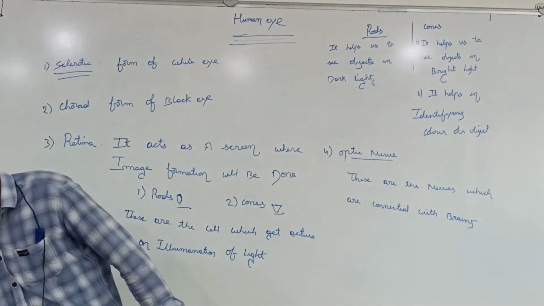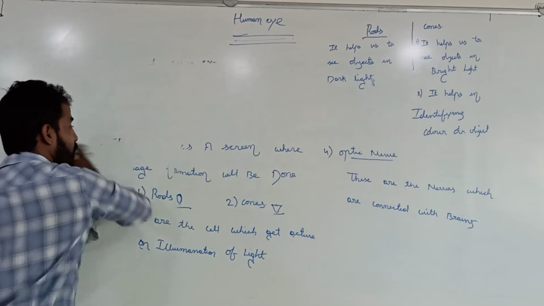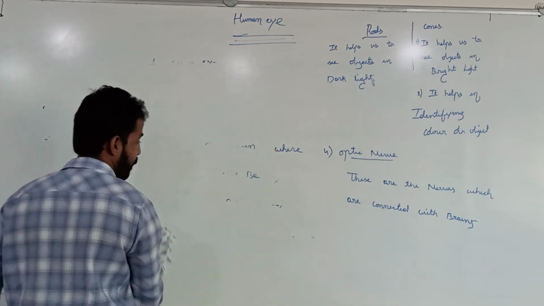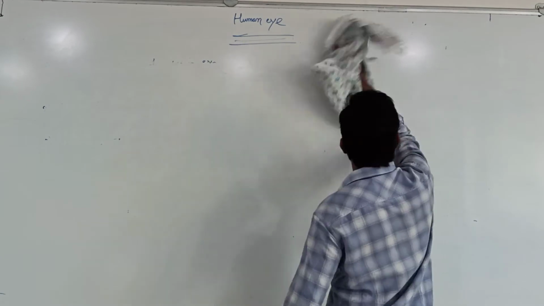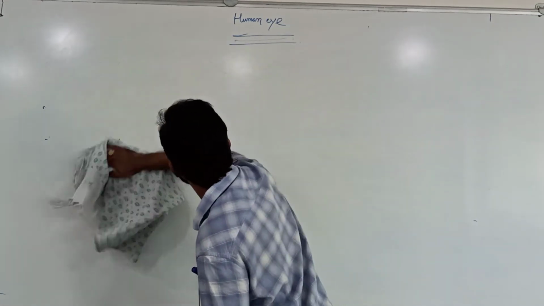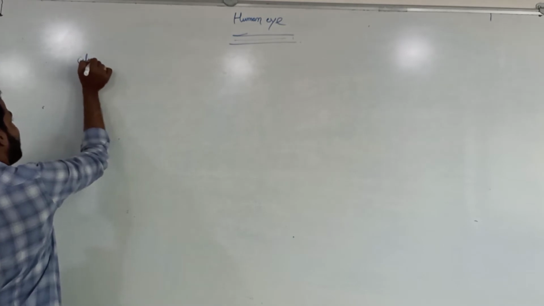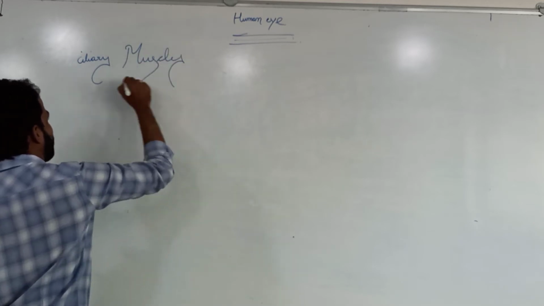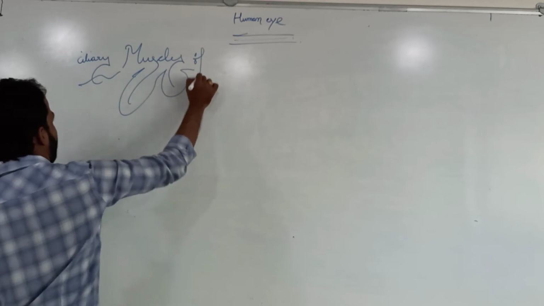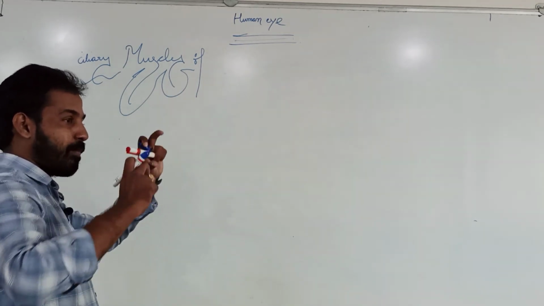So the next part is ciliary muscles. If I am talking about ciliary muscles, C-I-L-I-A-R-Y, ciliary muscles, these help in contraction or expansion of lens.